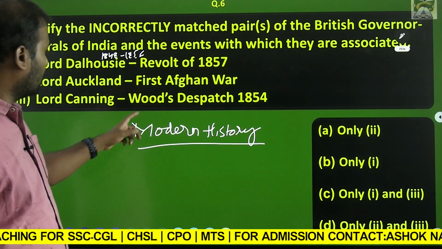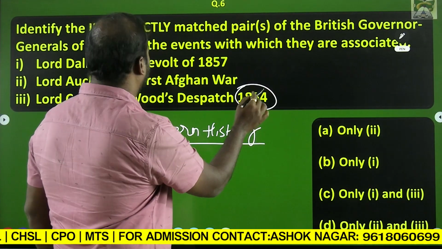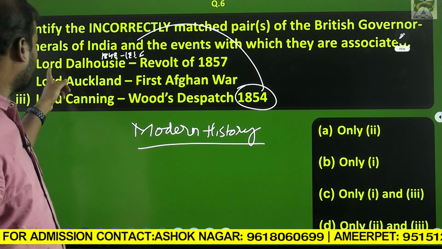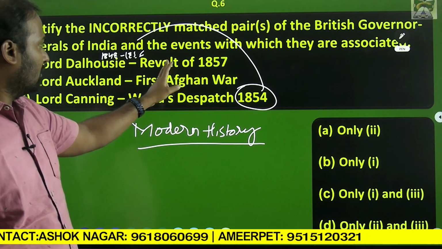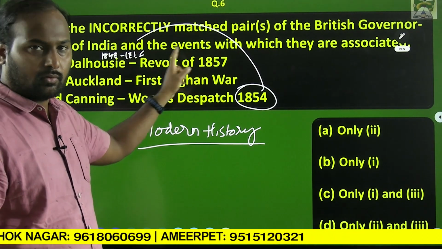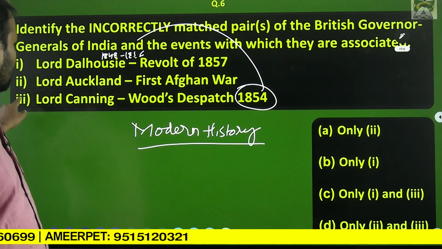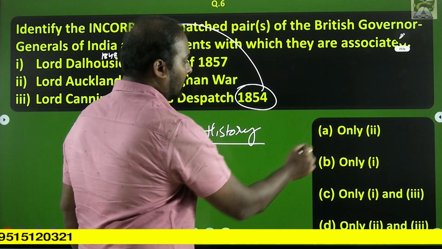And at the same time, Wood's Dispatch. Actually, Wood's Dispatch happened in 1854, during the time of Dalhousie. So that is the reason for this mismatching. Actually, Dalhousie should be Wood's Dispatch, and Lord Canning should be the Sipai Revolt of 1857. So this mismatching is happening between 1 and 3. So your answer is only 2. This is the only correct one.